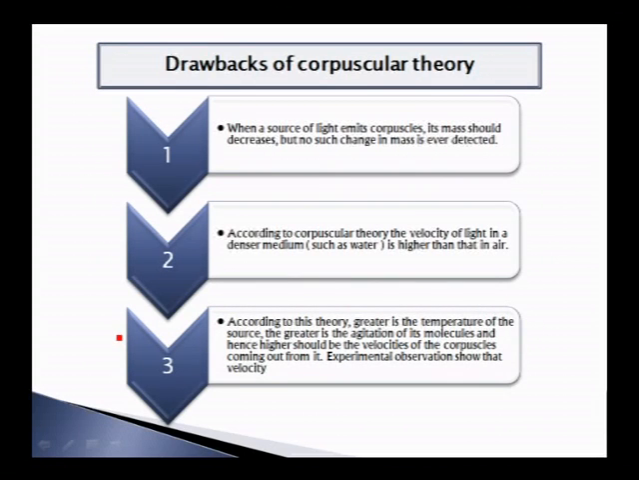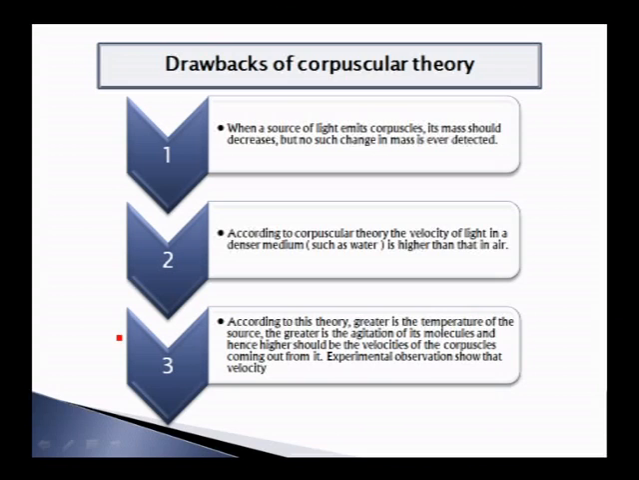And why does this theory fail? The drawback of the theory is that, according to Newton, when the source of light emits small particles, its mass goes on decreasing, but no such change in mass has been detected. This is one of the failures.